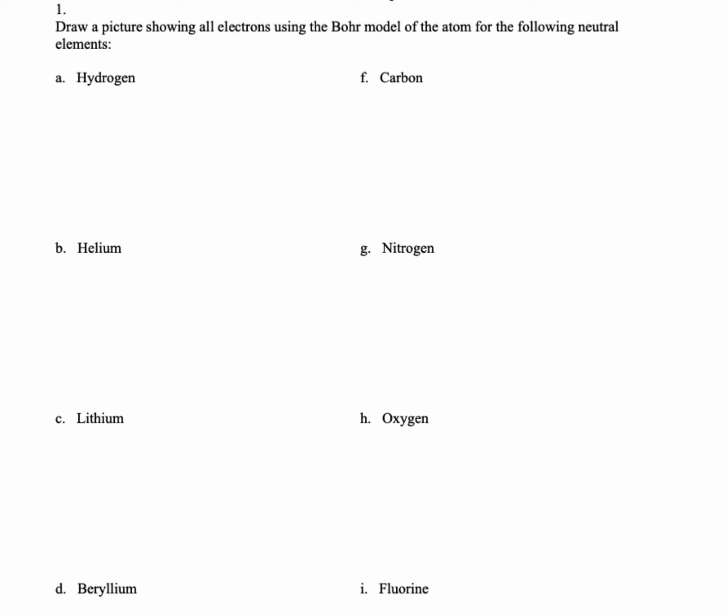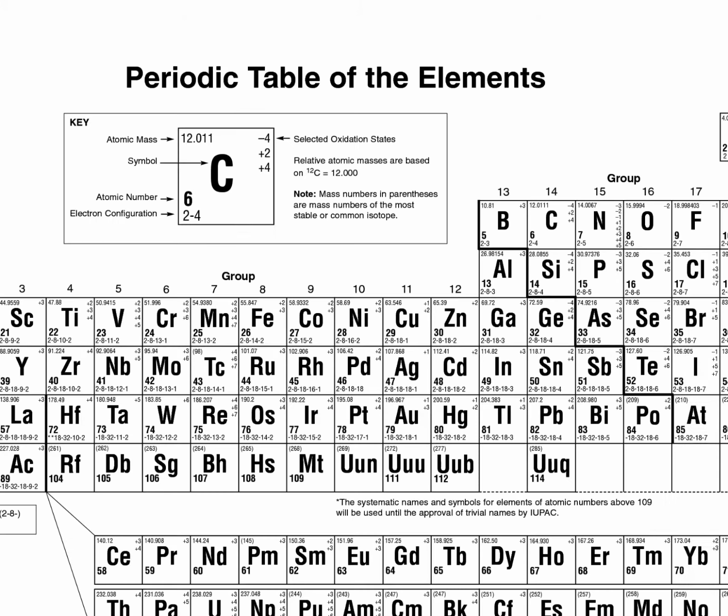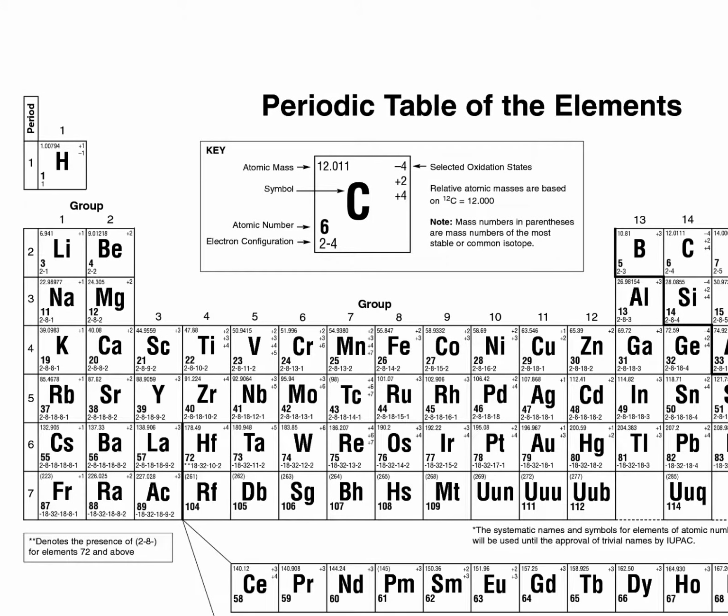In this video, we'd like to draw all electrons of the following elements using the simplified Bohr model of the atom, just showing the different energy levels that electrons can occupy, and we want to connect that with the periodic table as well.